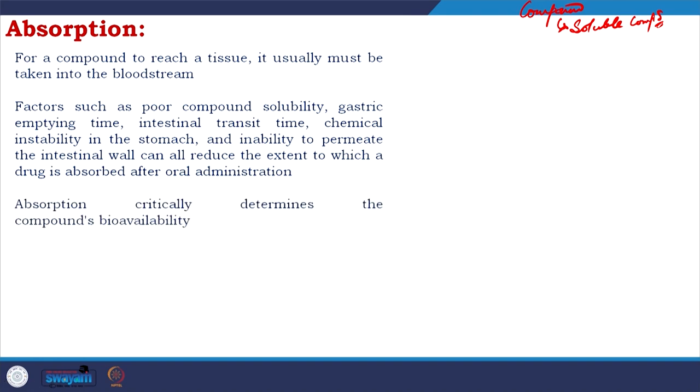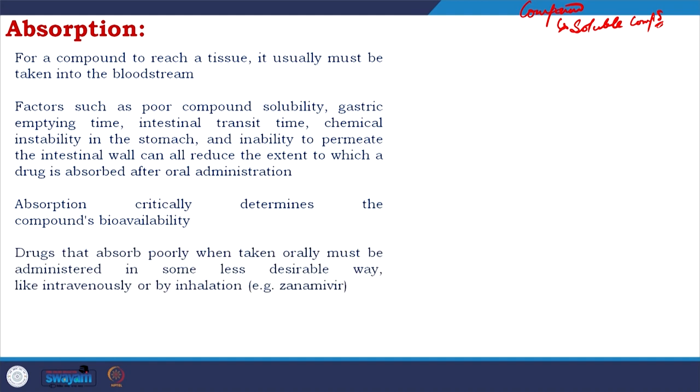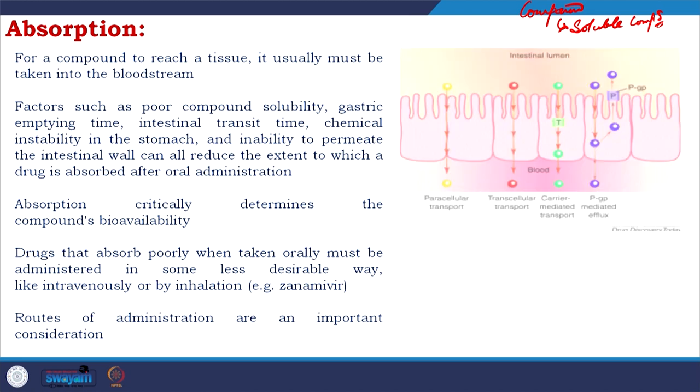Absorption critically determines the compound's bioavailability. Drugs that absorb poorly when taken orally must be administered in some less desirable way, like intravenously or by inhalation, for example, zanamivir. Routes of administration are a very critical and very important consideration.